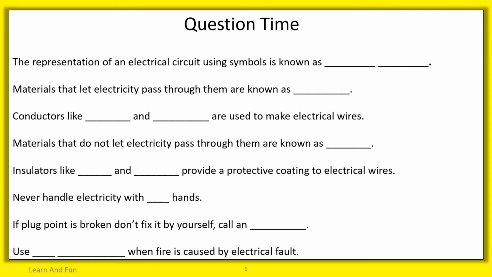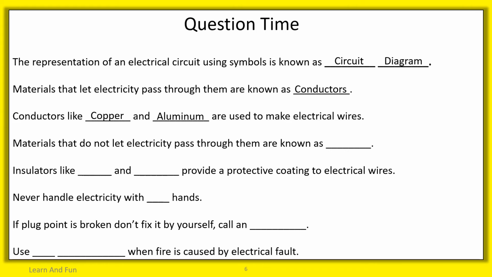The time for the answer has ended, and the answer is circuit diagram. Materials that let electricity pass through them are known as dash. The answer will be conductors. Next, third question. Conductors like dash and dash are used to make electrical wires. The answer is copper and aluminium.